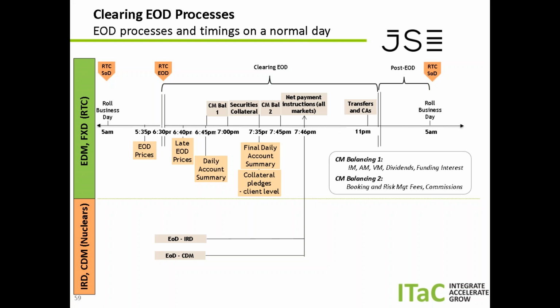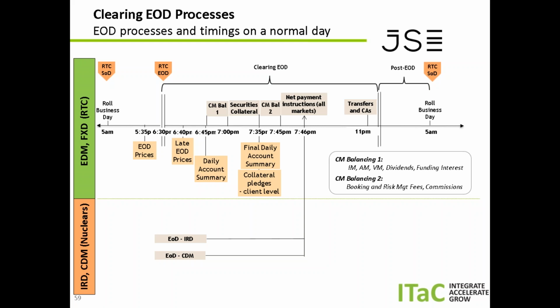So securities collateral, if everything goes well, should start at 7 o'clock. This is when the exposures are sent through, not to RTC, but straight to Straight, and then the pledges are made using the Straight collateral management system. Once that process has come through, we're going to expect a statement from Straight that tells us exactly how much is being pledged in terms of collateral. And once we know that, we can include the booking fees, the risk fees and the commissions, and then work out the net payment instruction in ZAR.